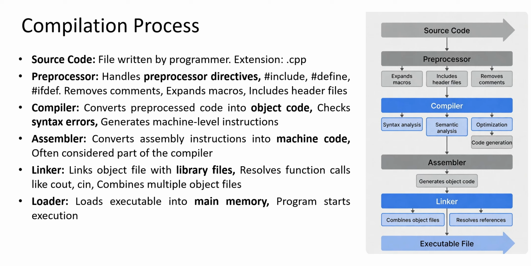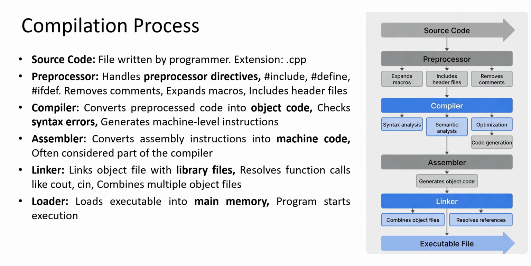The compilation process in C++ involves multiple stages. First, the source code written with the .cpp extension is passed to the preprocessor, which handles directives like include and define. The compiler then checks syntax errors and generates object code. The linker combines object files and libraries, and finally the loader loads the executable into memory for execution. The diagram illustrates the complete compilation process of a C++ program, showing how source code is transformed into an executable file.